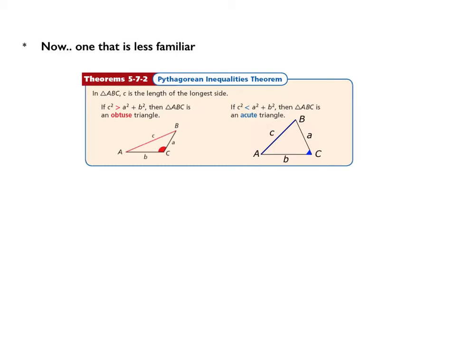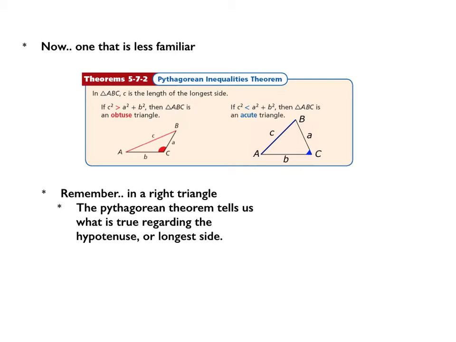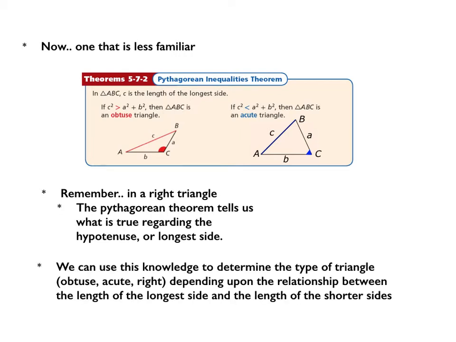If c squared is greater, then we know we've got an obtuse triangle. If c squared is less than the sum of a squared plus b squared, then we know we have an acute triangle. And again, if it's equal, we know we have a right triangle. So again, remember, in a right triangle, the Pythagorean theorem tells us what is true regarding the hypotenuse or longest side. We use this information now to determine, based on the length of the sides of the triangle, what kind of triangle we have, obtuse, acute, or right.